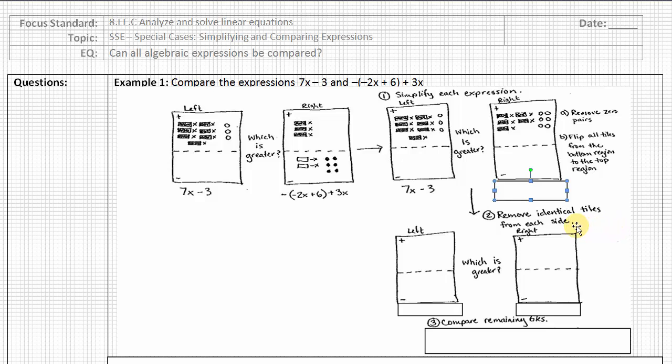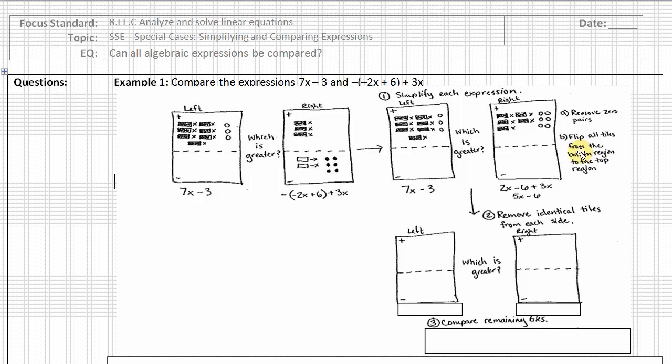I'm looking for the expression 5x, in its most simplified form, 5x minus 6. I originally had written it as these 3 x's plus the 2 that flipped up, but we don't really need that. I'm looking for 5x minus 6. Alright, and now, same thing, there are no zero pairs to remove here.